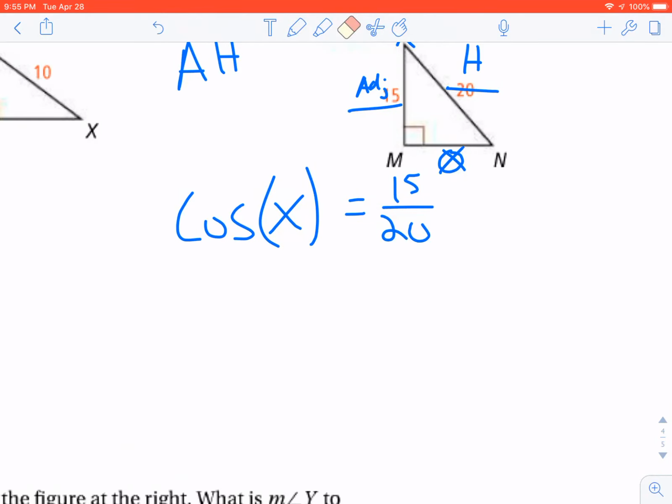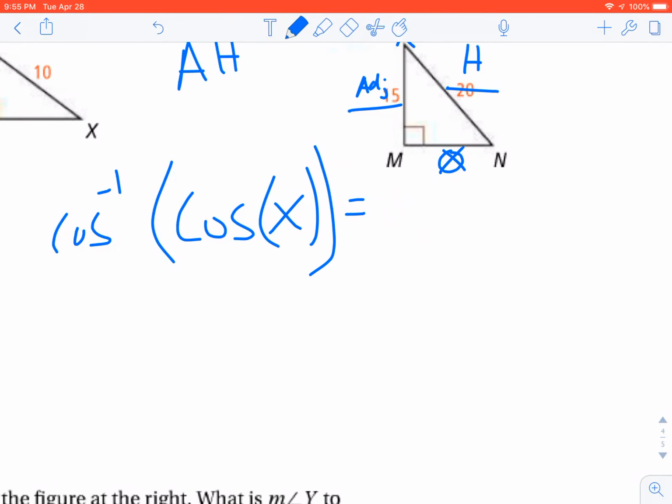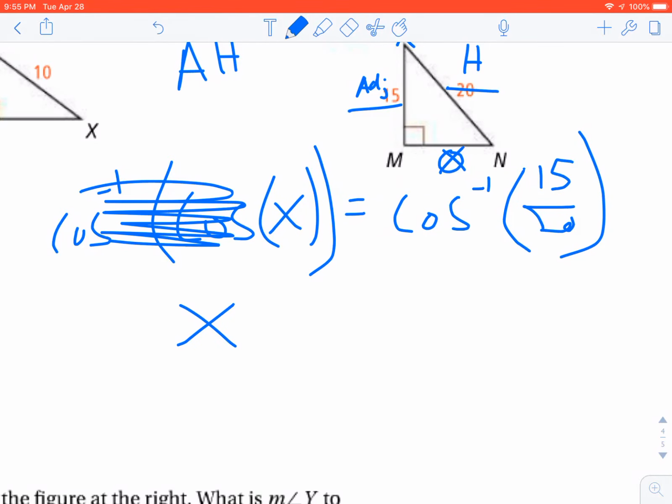So what's being done to x? Well, for lack of better words, it's being cosined. Well, how do you undo cosine? You just take the cosine inverse of both sides. Right? These cosines just clear out, and you're left with just x.